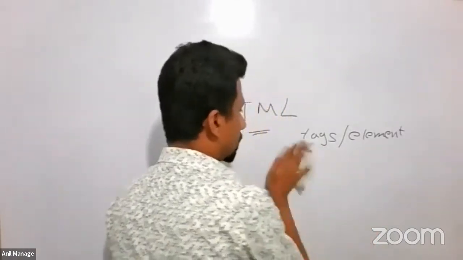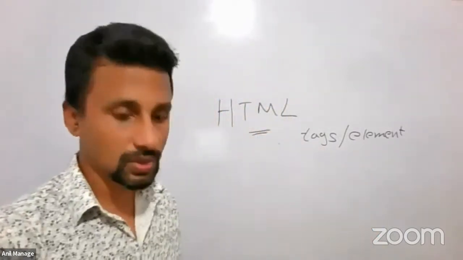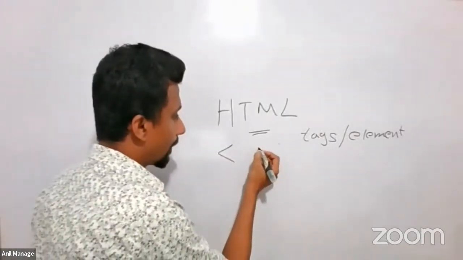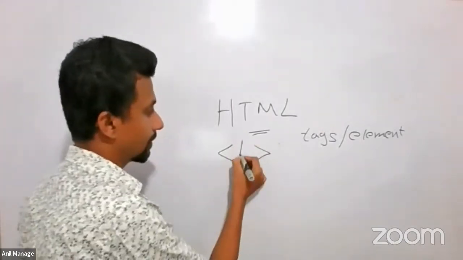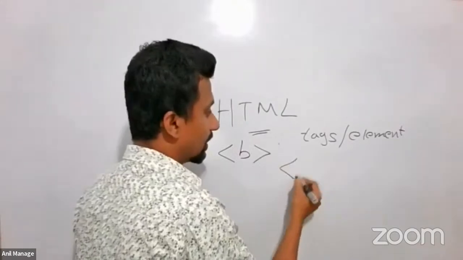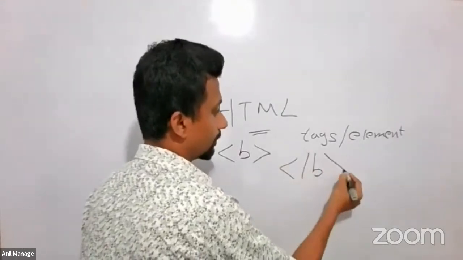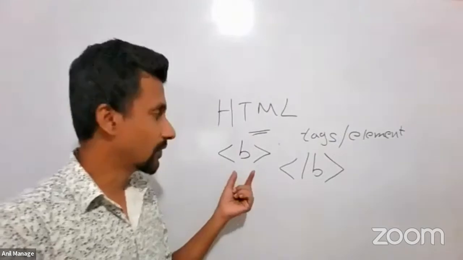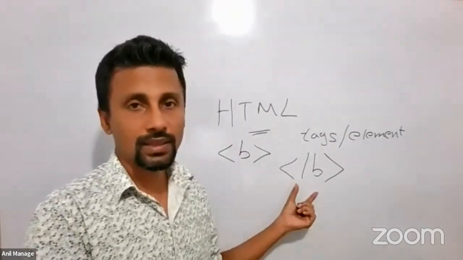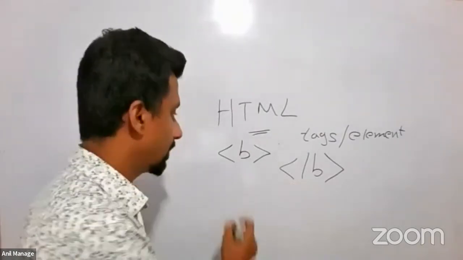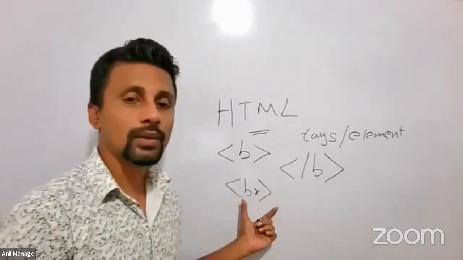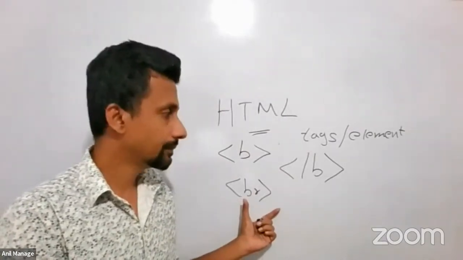When you take tags or elements, there are some rules. You have to write them in between angle brackets, something like this. Most of the tags, after opening them, you have to close with a slash. Some tags you don't have to close. As an example, if you take the BR tag, line break, no need to close, right?